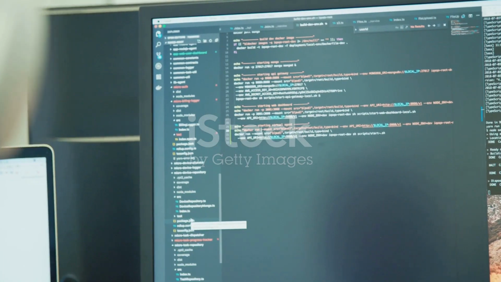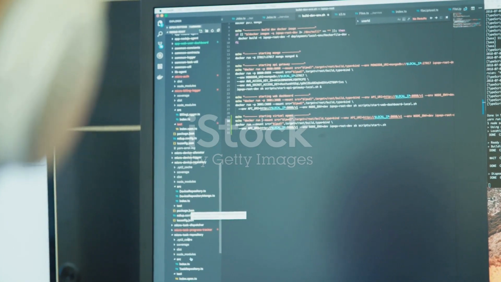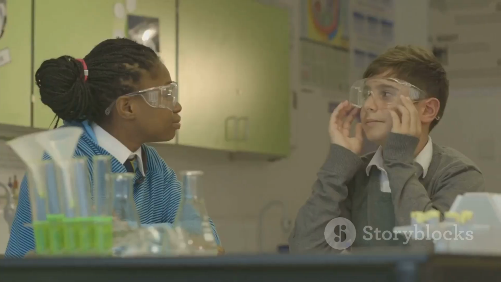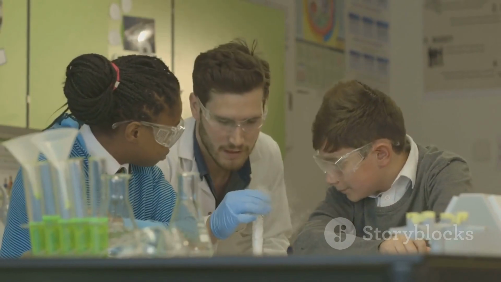Remember, chemistry isn't just about memorizing formulas, it's about understanding the underlying principles and applying them. So, keep exploring, keep experimenting, and keep learning.